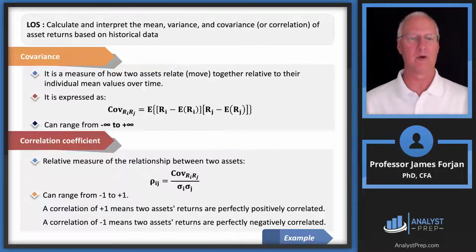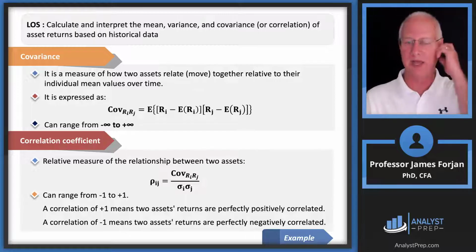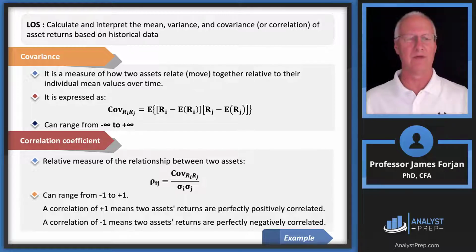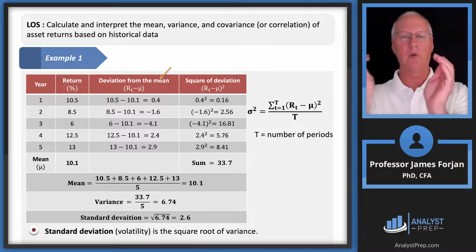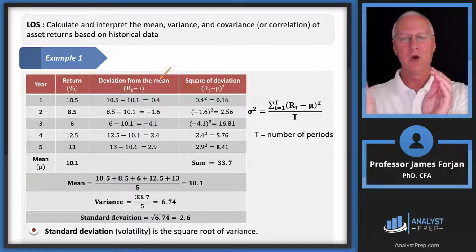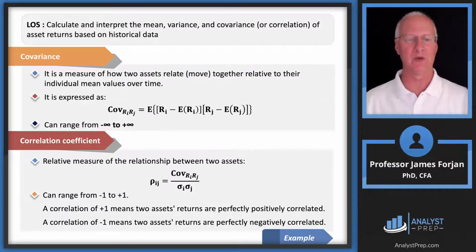So look at this equation. Notice we have covariance is equal to R sub I minus the mean of I times R sub J minus the mean of J. And so instead of that far right column where we're squaring the difference, we're just multiplying the difference between two assets' degrees of error.